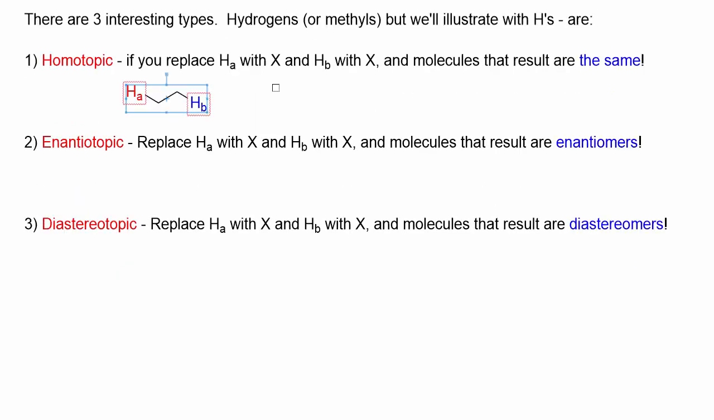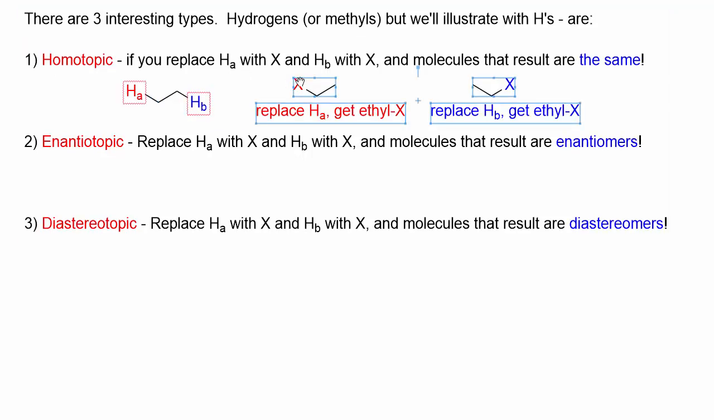So we'll start with something that's very easy. Let's imagine we have an ethyl group, and on that ethyl we have an HA and an HB. Then what is the relationship between those two hydrogens? Well, you replace HA with an X, and what you get is ethyl X. You replace HB with an X, and what you get is ethyl X. You can rotate this and put it on top. The red and the blue don't matter, and what you have is ethyl X, so the molecules are the same. Again, this seems trivial, and it kind of is.